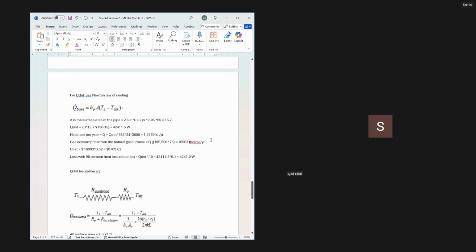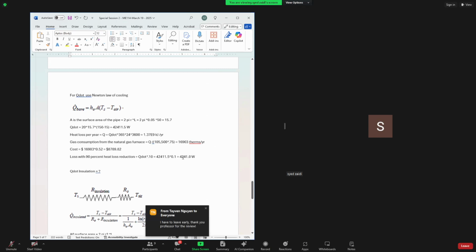So you get it in therms per year, and the cost is given per therm as $0.52. That's very easy. Then he's saying that we want to achieve the 90% loss reduction, and avoid loss. So it simply means that whatever Q dot is, only 10% of that should go away. So that many watts will go away.